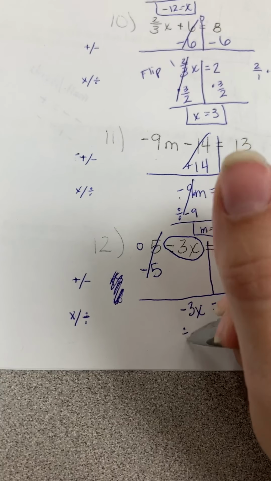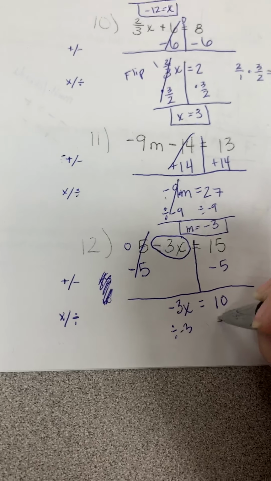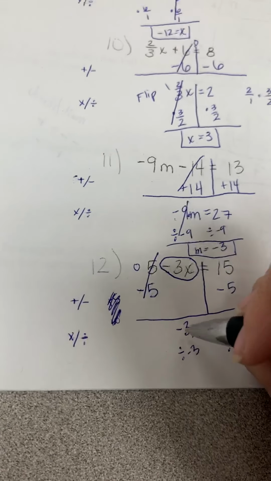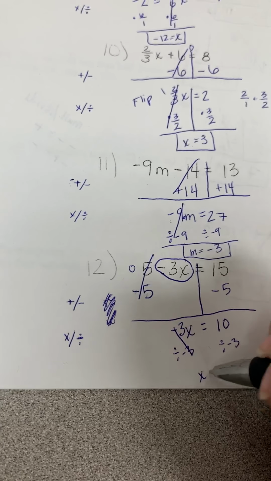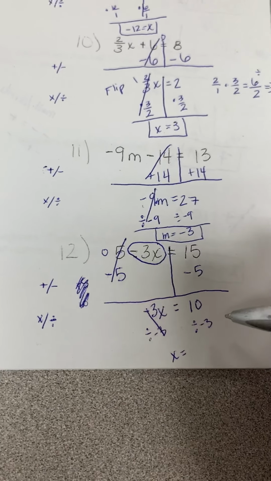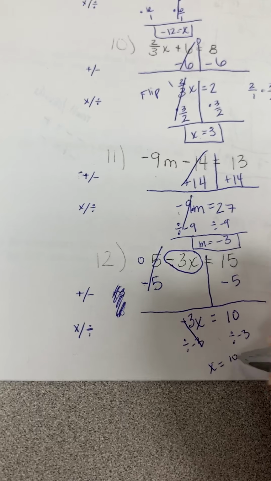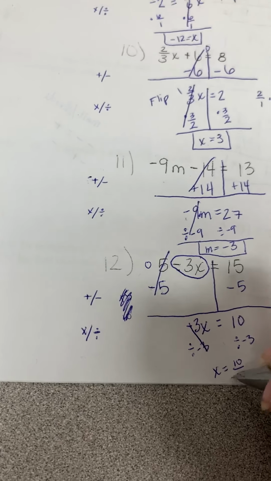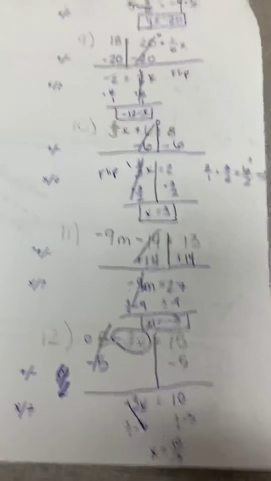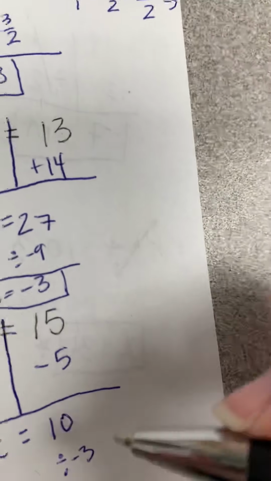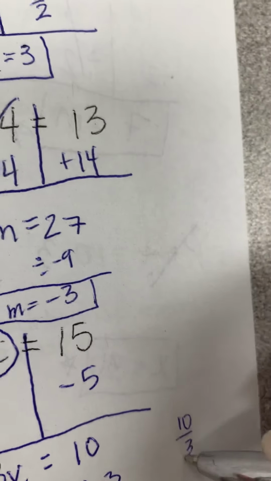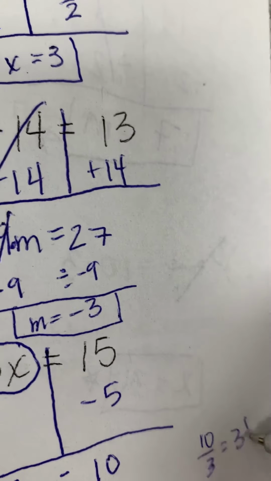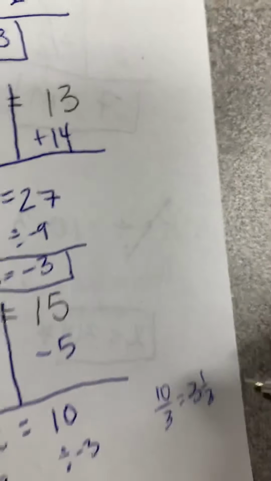I'm gonna divide by negative 3. I divide by negative 3. You get x equals 10 divided by negative 3 is just 10 over 3 like that. You could also write it like, having a hard time writing on this paper, 10 over 3 equals 3 1/3. You could also write it like that.